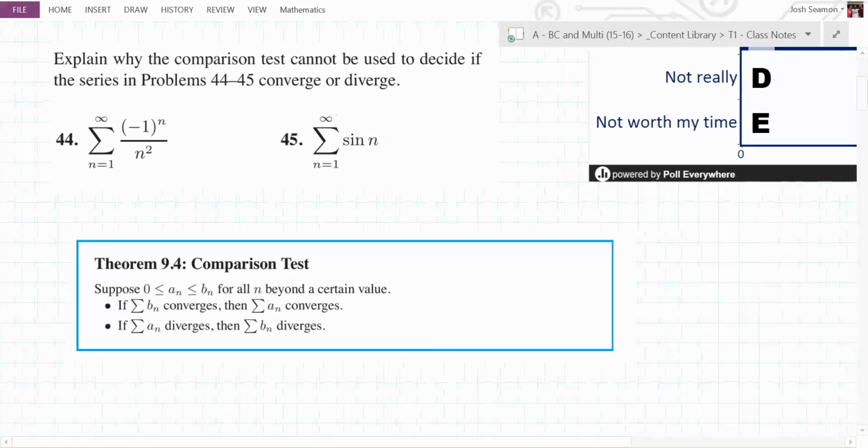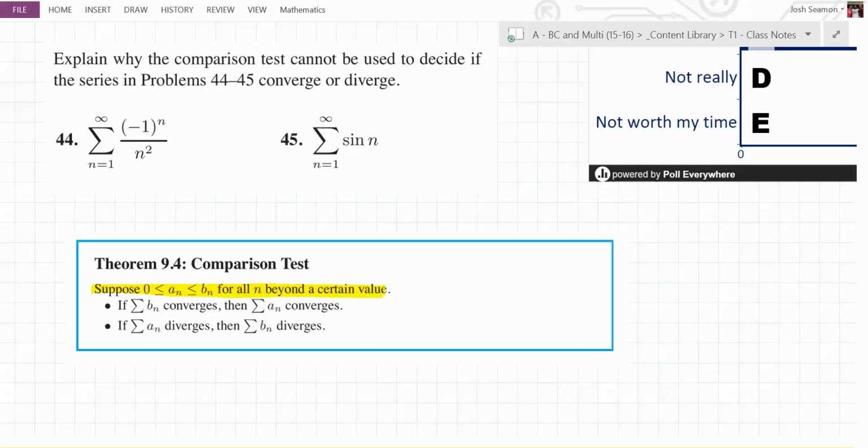So it says, suppose that A and B for all values of a certain value. Suppose AN is less than BN for all. If BN converges, then AN converges. If AN converges, then BN converges. Explain why the comparison test cannot be used to decide if the series of 44 to 45 converge.